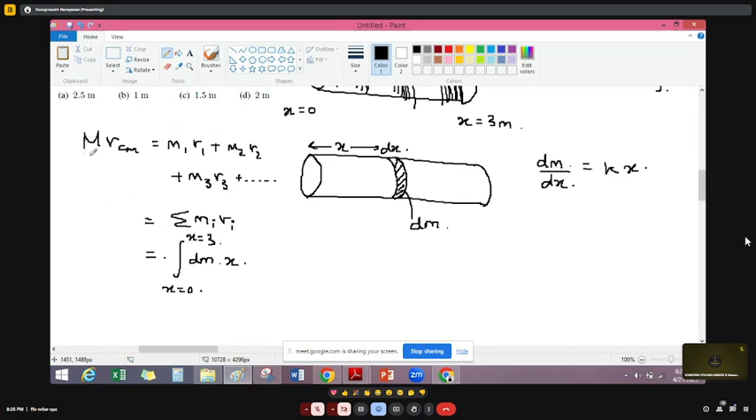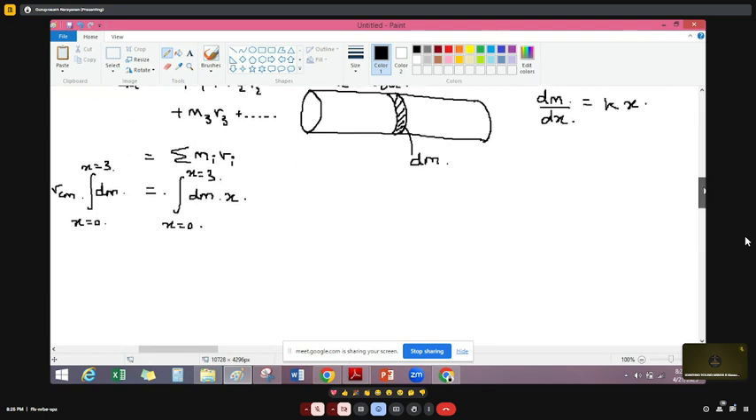Similarly, this is the total mass. I cannot simply write it as m. Again, I have to integrate to find the total mass. So I'm going to keep the RCM location outside, and the integral of dm, again from x is equal to 0 to x is equal to 3. That's all. After this, it's very, very easy. So the integral of dm, so dx comes here. So it will be kx into dx into x. So that means this will become x squared.